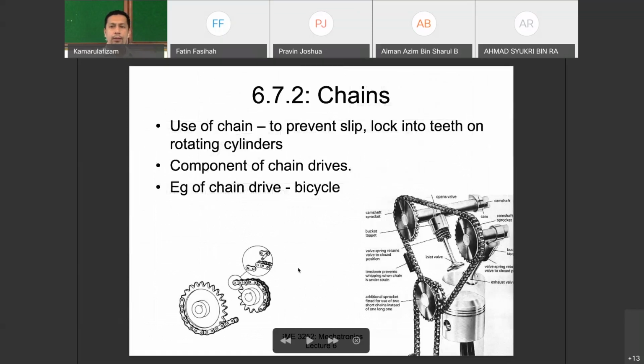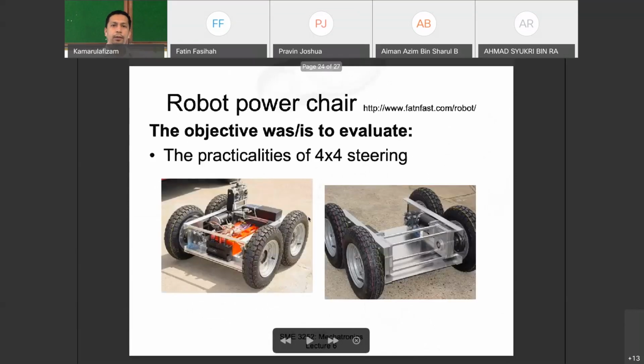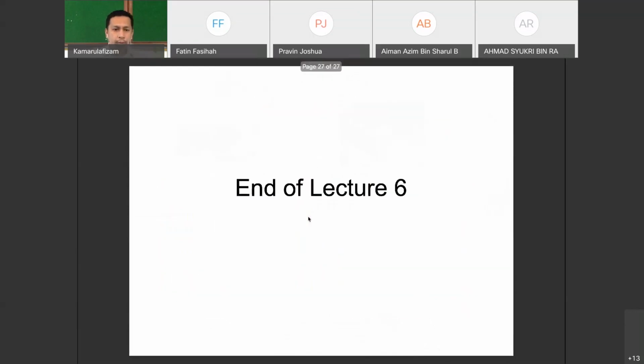And next, rotary to rotary, you ada chain, alright. Tapi dipakai sprocket system, tapi konsep dia sama macam gear tadi juga. You ada number of gigi, you ada number of teeth. From there you boleh kira dia punya torque transfer, dia punya RPM transfer, angular velocity, semua boleh kira. Alright, that's sprocket and chain.